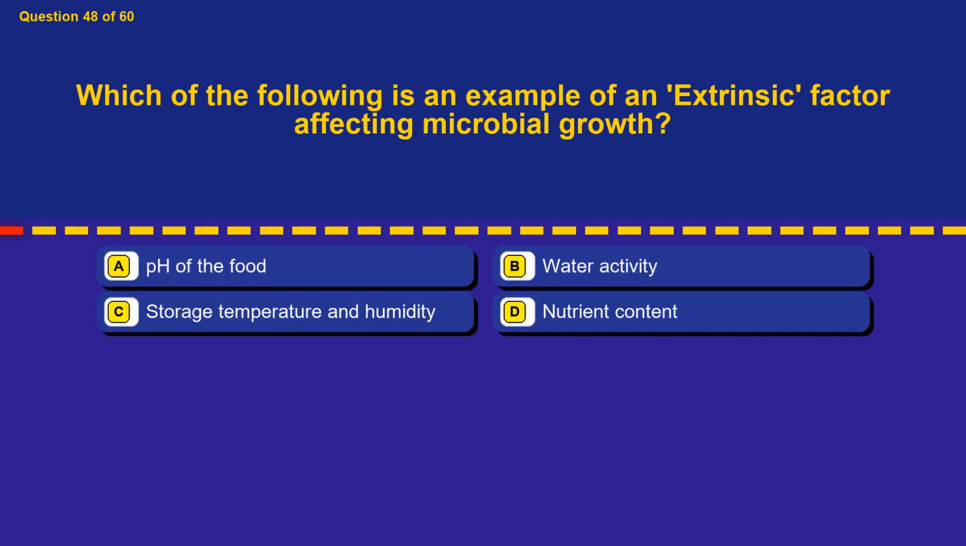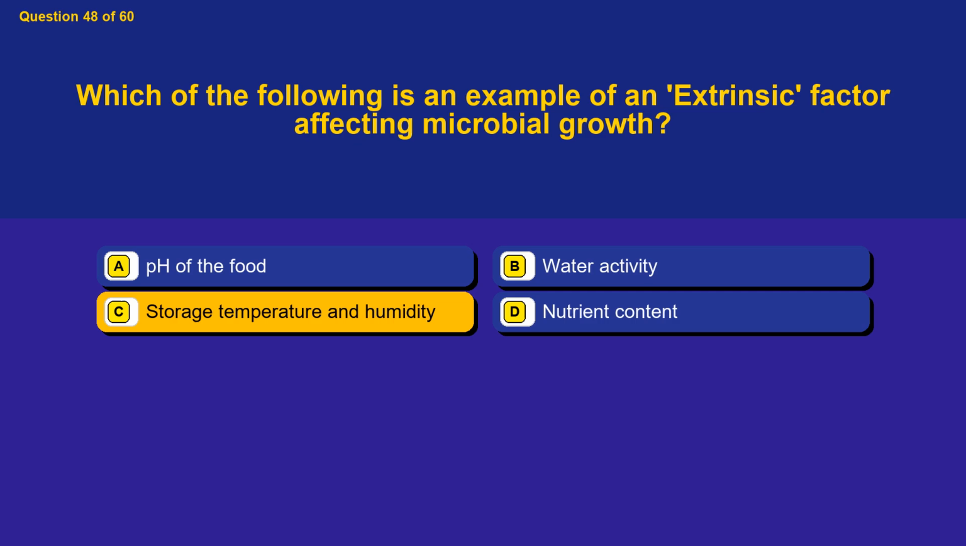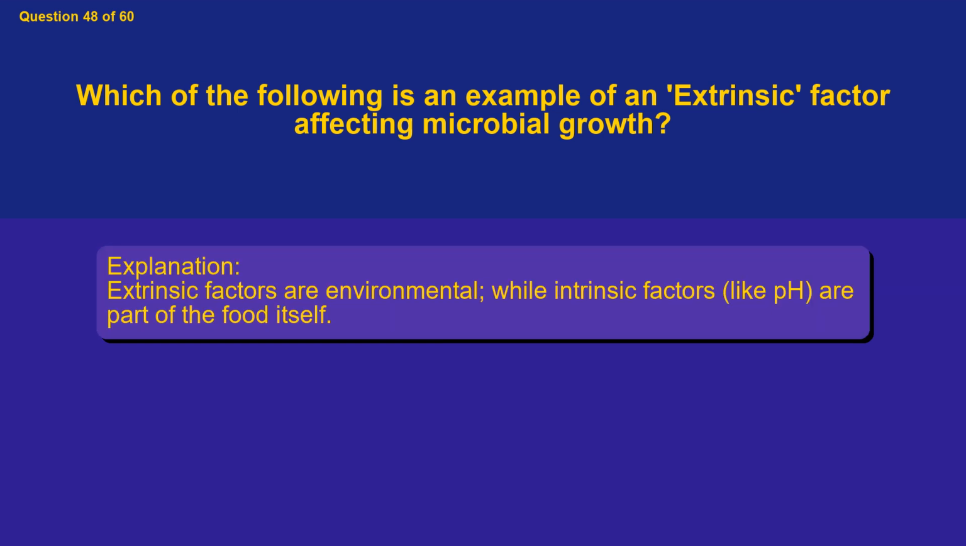Question 48. Which of the following is an example of an extrinsic factor affecting microbial growth? Option A. pH of the food. Option B. Water activity. Option C. Storage temperature and humidity. Option D. Nutrient content. The correct answer is option C. Storage temperature and humidity. Extrinsic factors are environmental, while intrinsic factors, like pH, are part of the food itself.